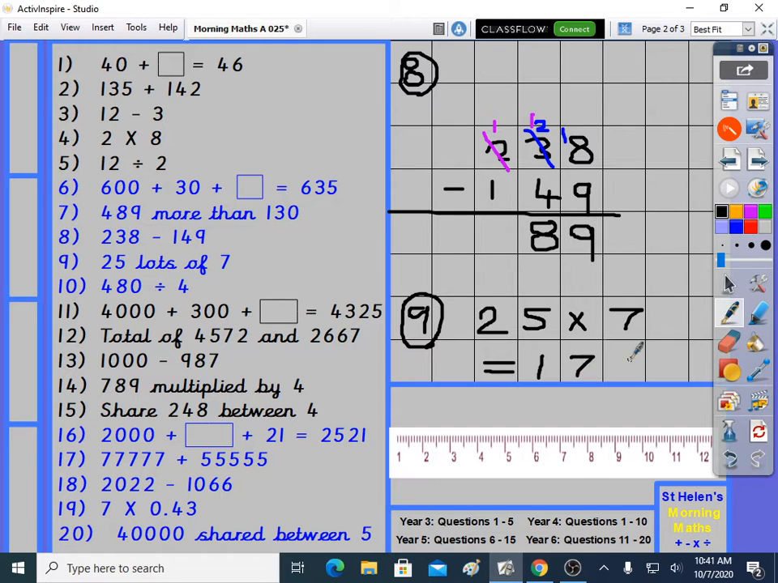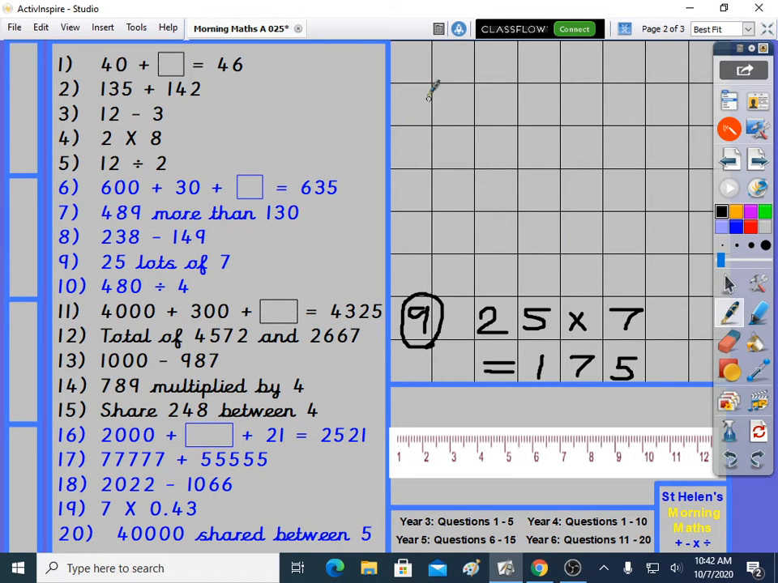Now the 25 times table comes up a lot, so really good to know. I'll just say that one more time. 25, 50, 75, 100. 125, 150, 175. That's question 9. We're on question 10.